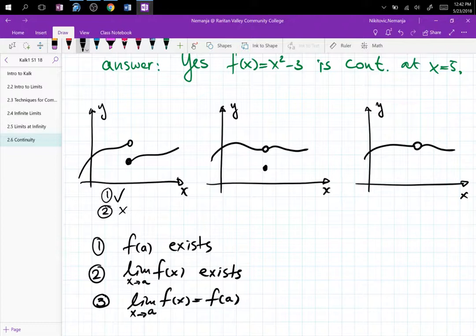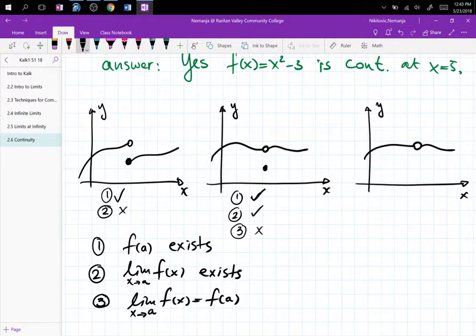How about the second graph? What fails on the second graph? Rule 3. So 1 passes because that's again where the filled-in dot is, right? The black dot. That's where we have f of a. So it exists. Open circle is where the limit is. That exists as well. And then they are not at the same y. They're not at the same y value, which means third rule fails there.